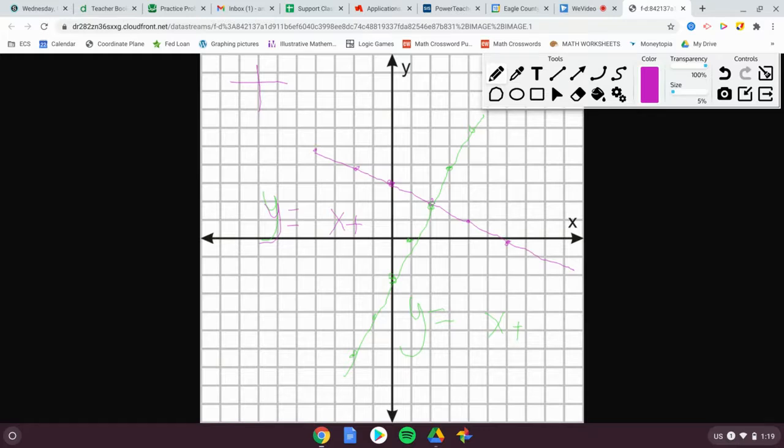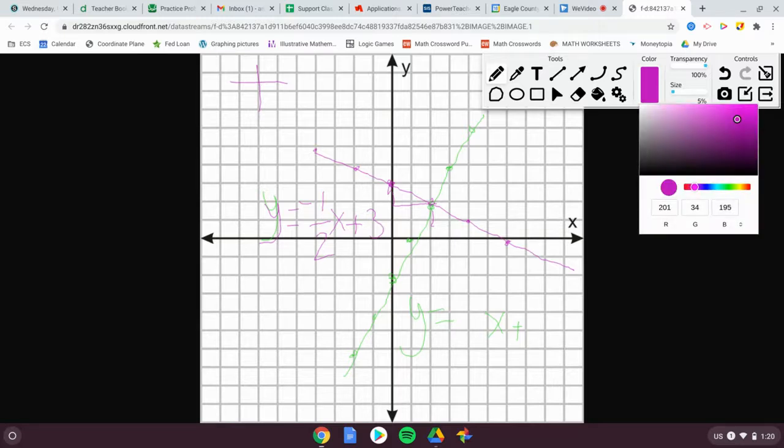Okay, welcome back. Now we have, for the pink one, we start at 3. So we're starting at 3. And what are we doing? We're going down 1 over 2. Down 1 over 2. All right, so our slope is -1/2 x plus 3.